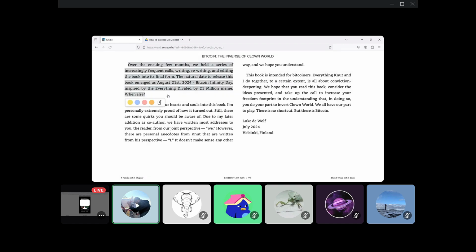Over the ensuing few months, we held a series of increasingly frequent calls, writing, rewriting, and editing this book into its final form. The natural date to release this book emerged as August 21st, 2024, Bitcoin Infinity Day, inspired by the everything divided by 21 million meme. When else? We have both poured our hearts and souls into this book. I'm personally extremely proud of how it turned out. Still, there are some quirks you should be aware of.